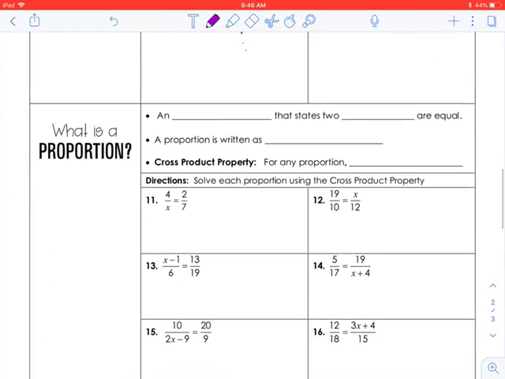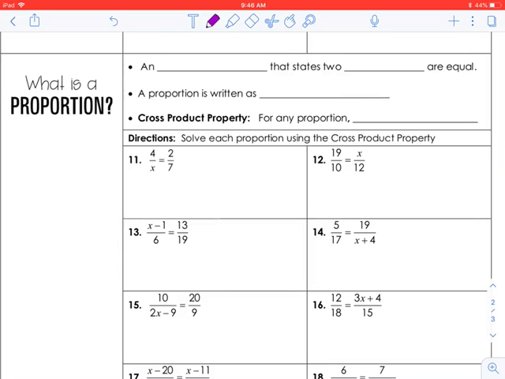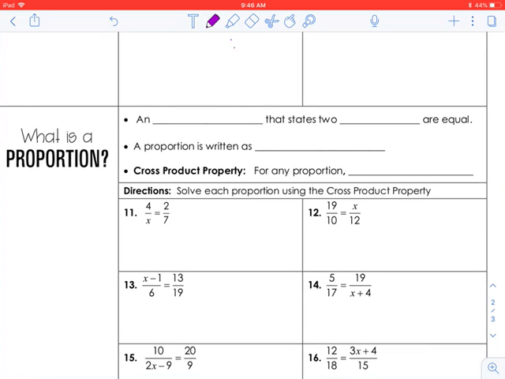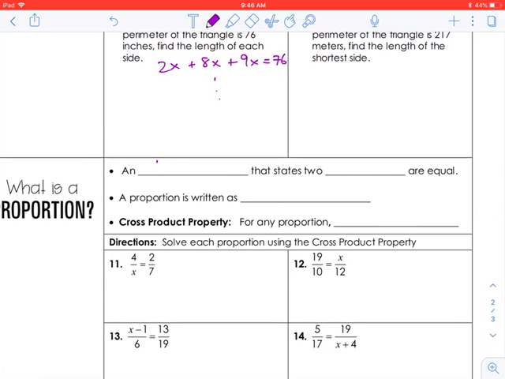So proportions. This is something you've seen before as well. A proportion is an equation that states two ratios are equal. So it's an equation. So when it asks if you have a proportion, it has to be an equation. It has to have an equal sign that states that two ratios are equal. And a proportion is always written as two fractions. So if one of them's not a fraction, you can make a whole number into a fraction.